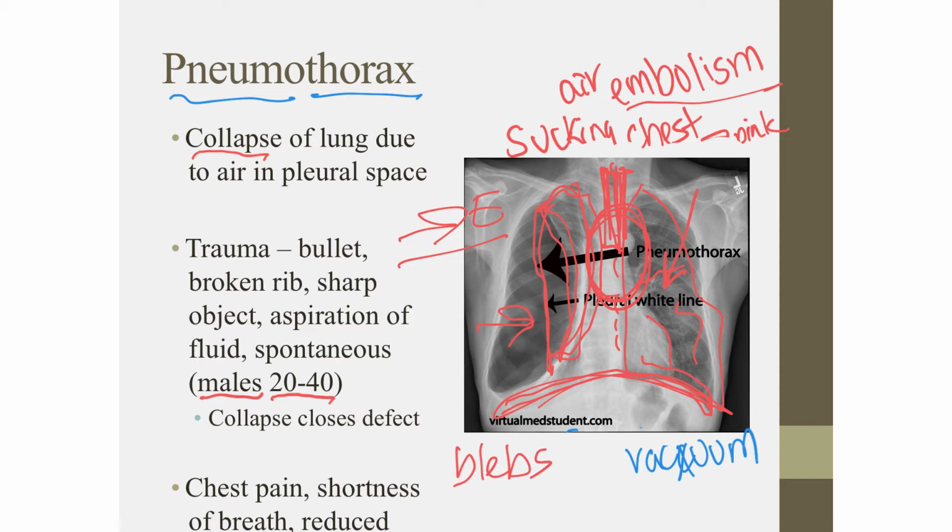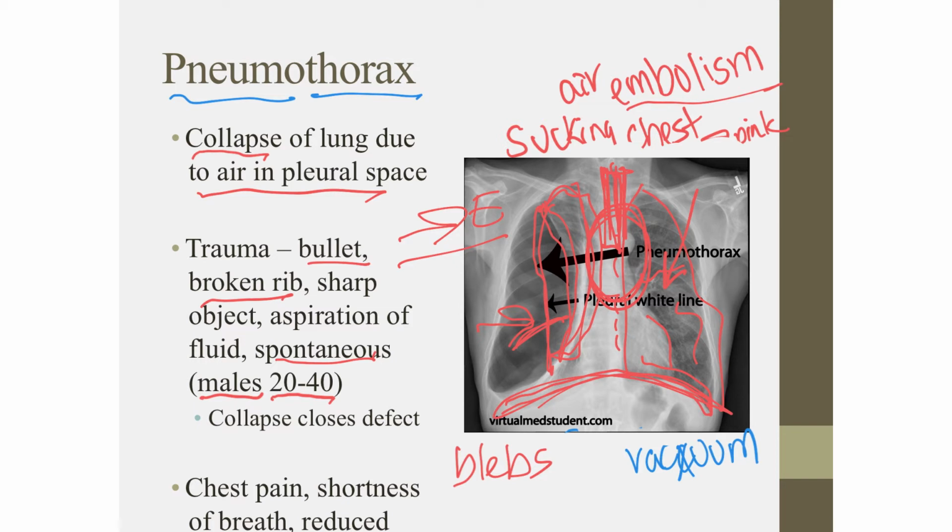So pneumothorax, collapse of lung due to, generally, air in the pleural space, which disrupts this pressure gradient. Again, we see trauma causing this. So being shot with a bullet, a broken rib is another thing that can cause that. If a rib breaks, it can puncture the pleura. This can happen with aspiration of fluid, altering this pressure gradient inside of the lungs, because the lungs can handle air inside of the alveolus and really nothing else. And again, the spontaneous type of collapse in younger males is because of a possible bleb formation on the lungs.